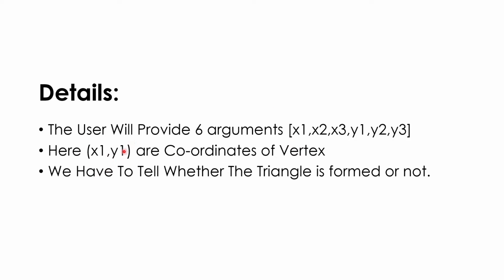So x1 and y1 are the coordinates. He will first provide us the three x coordinates, or abscissa, then he will provide us with the ordinates. And we have to tell whether the triangle is formed or not. Okay, so let's talk about all the possible cases.